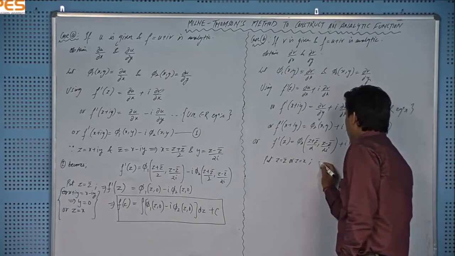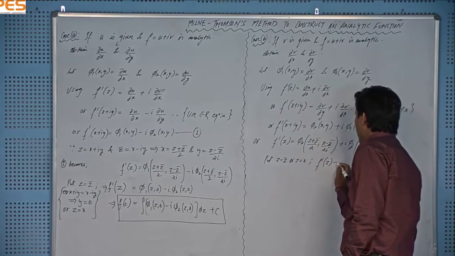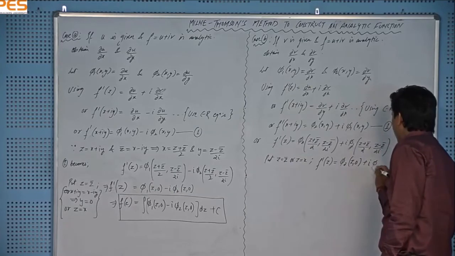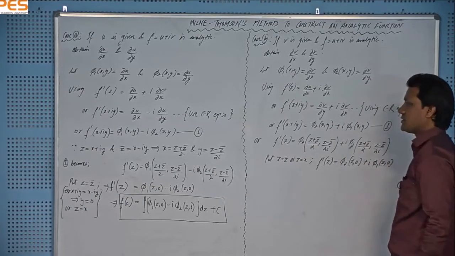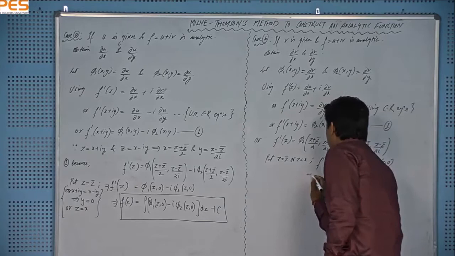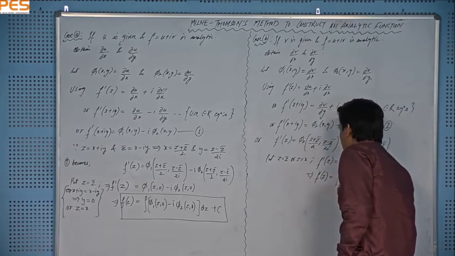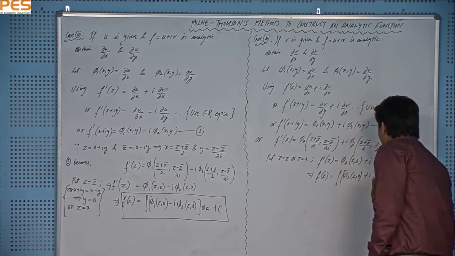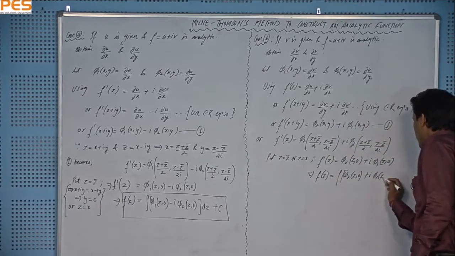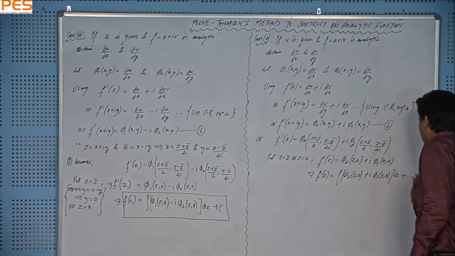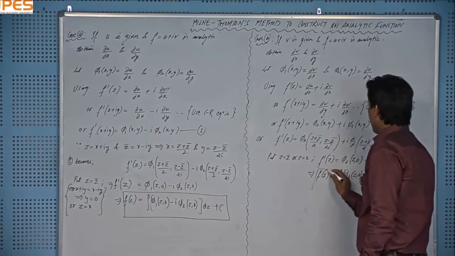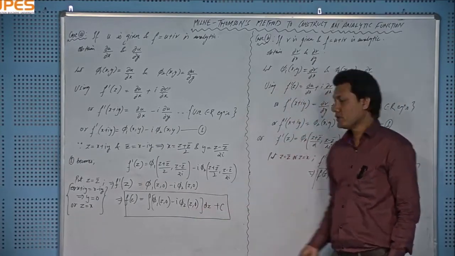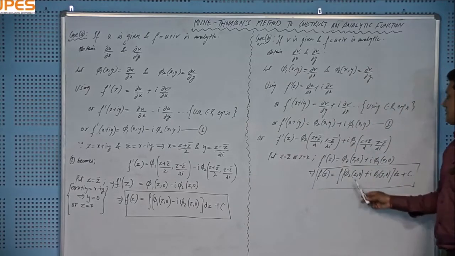Then this will give f dash z equal to phi 2 (z, 0) plus eta phi 1 (z, 0), right? And on integration, f z equals the integral of phi 2 (z, 0) plus eta phi 1 (z, 0) dz plus a constant of integration c. So you can see the small difference in these formulas. Here we have phi 1 minus eta phi 2, whereas in this case we have phi 2 plus eta phi 1.